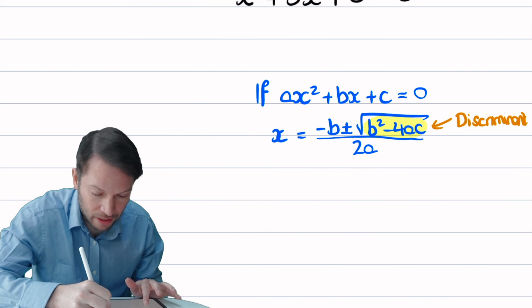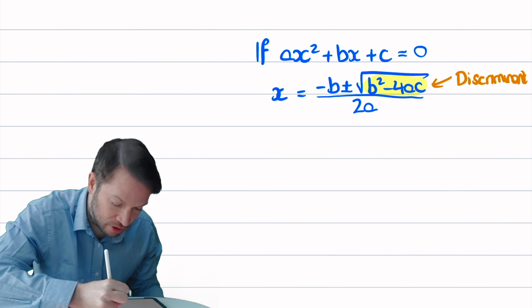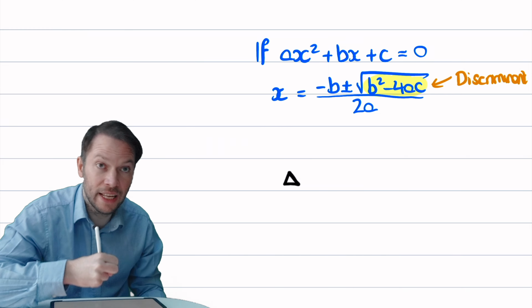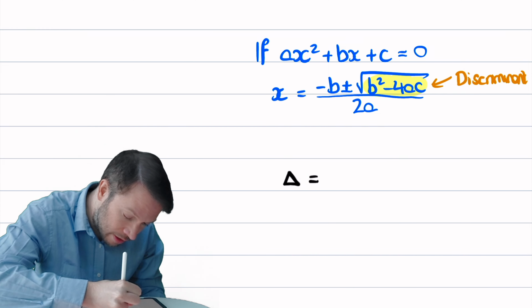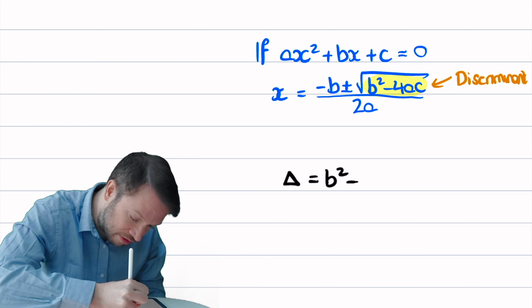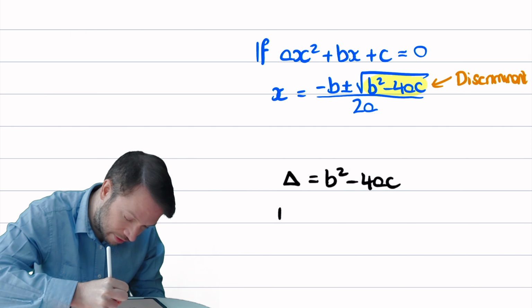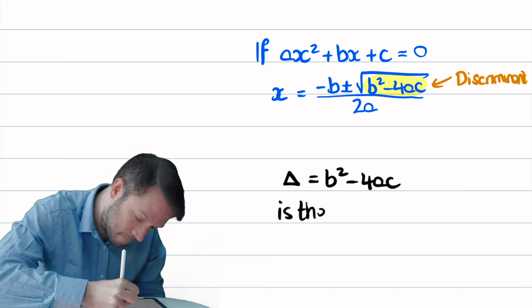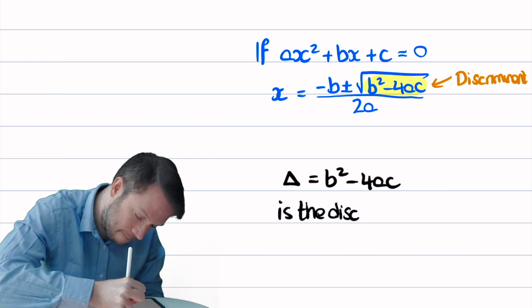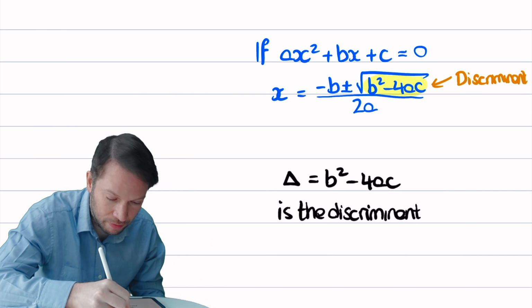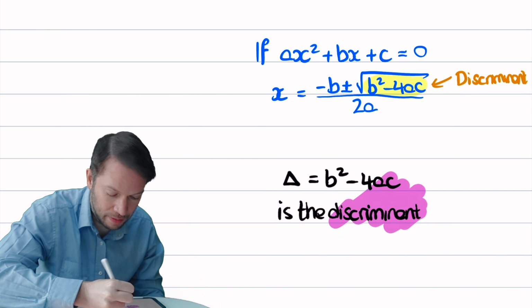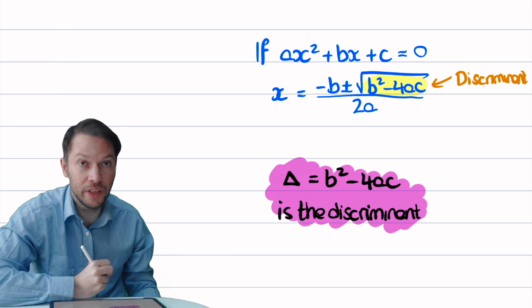So let me just make a kind of key note there. We sometimes refer to the discriminant as the Greek letter capital delta, which is like a triangle. So b squared minus 4ac is the discriminant. And that's what we're going to use in the couple of questions we're about to do. So that is the important thing for this video.